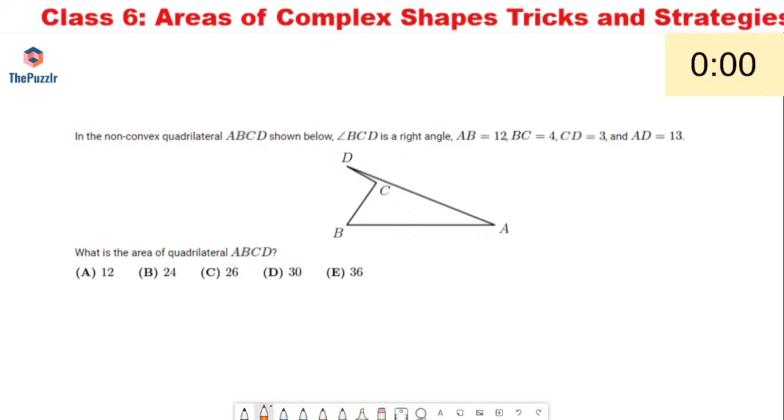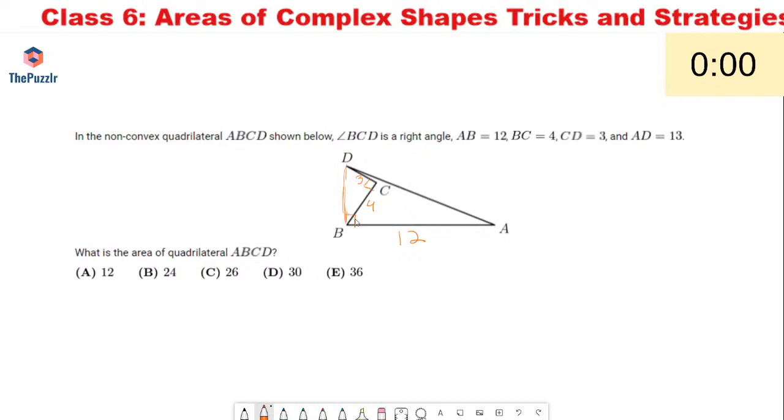Okay, so an important part of tackling problems like these is drawing in lines, right? You have to draw in auxiliary lines. These are lines that are not actually there in the problem. You draw these lines in to help make the problem super easy to solve. And here's what I'm talking about. So we know that this is a right angle. AB equals 12, BC equals 4, DC equals 3. Oh, wait a second. DCB is a right triangle. But we don't have DB. Let's draw it in.